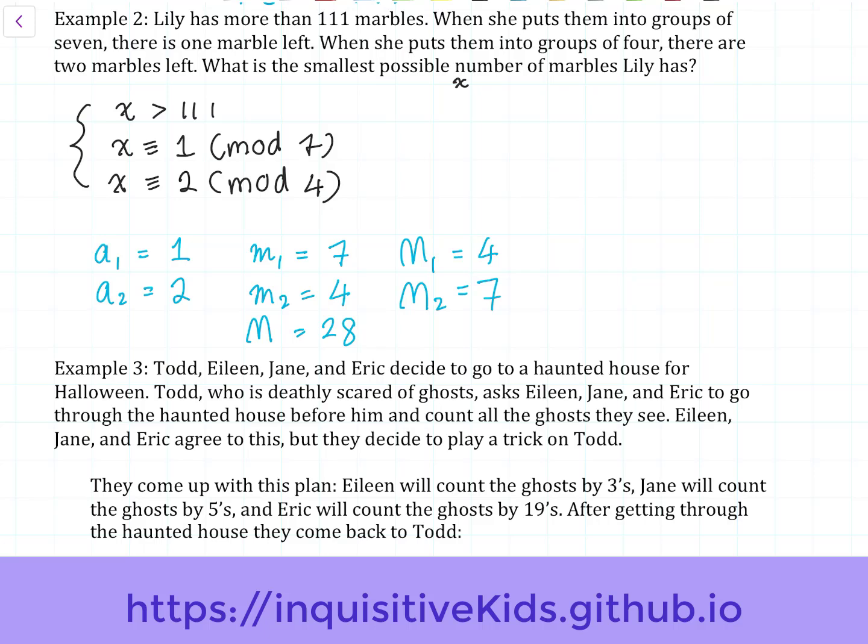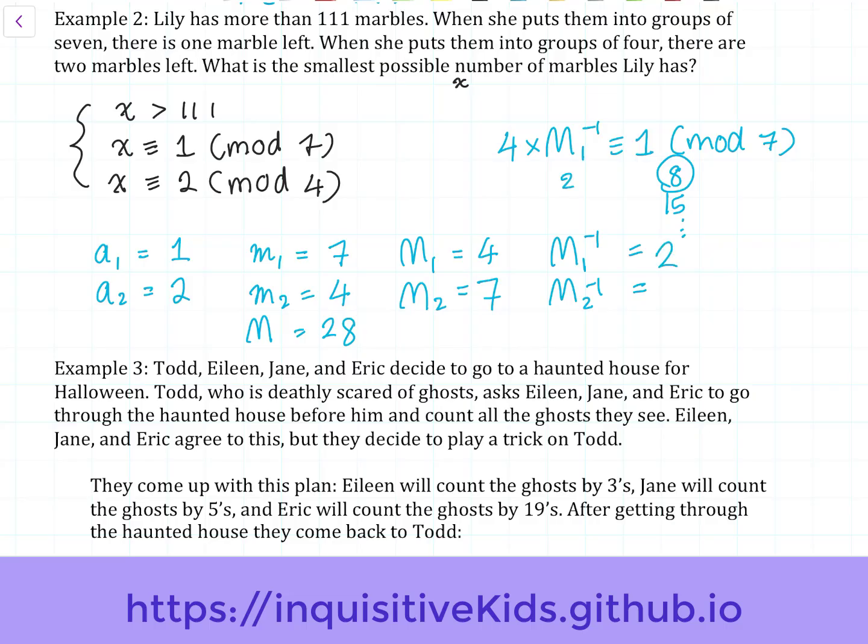Finally, we have to find the inverses. So what are the inverses of big M1 and big M2? Well, all we have to do is plug in the values of big M1, right? 4 times the inverse of big M1 is congruent to 1 when mod 7. So let's start by adding 7 to 1. We have 8, 15, so on. But 8 is already a multiple of 4. 4 times 2 is equal to 8. So 2 would be the inverse of big M1.